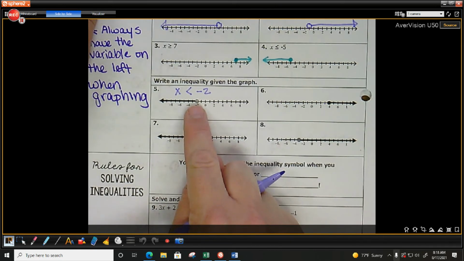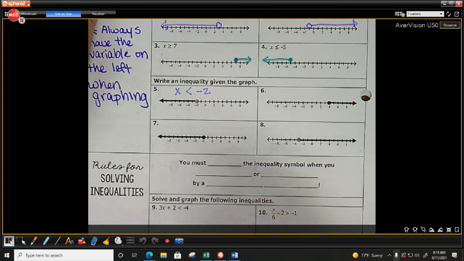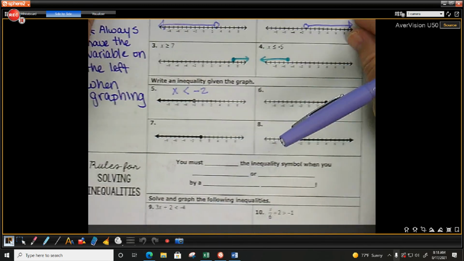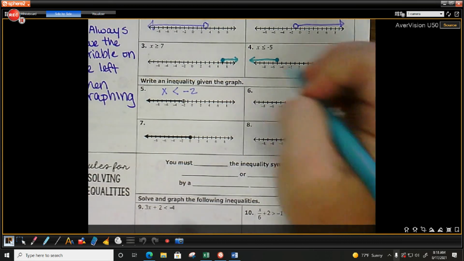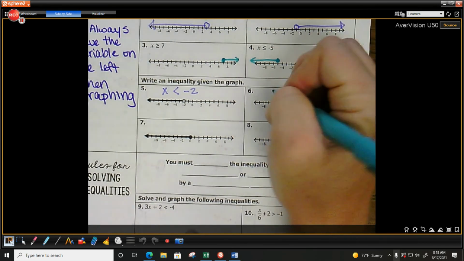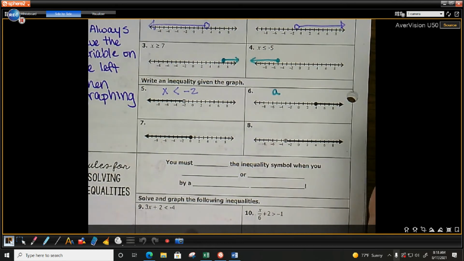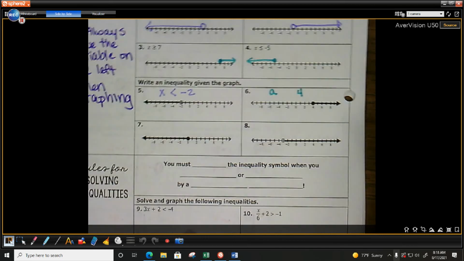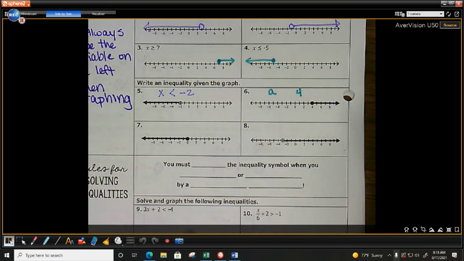Okay, next one. Can we use a different variable other than x? Sure, let's use a. And what number is my dot on? 4. Leave space for your inequality. Which way is this one shaded? To the right. Is it an open or closed dot? So what should I do? Put the equal to under the inequality.